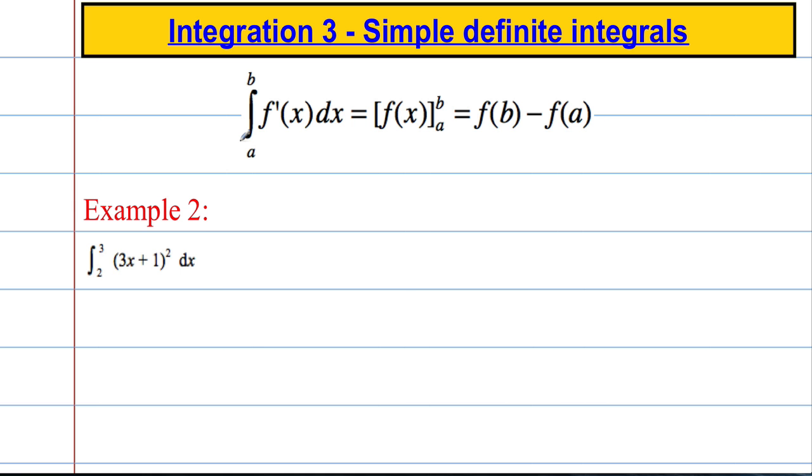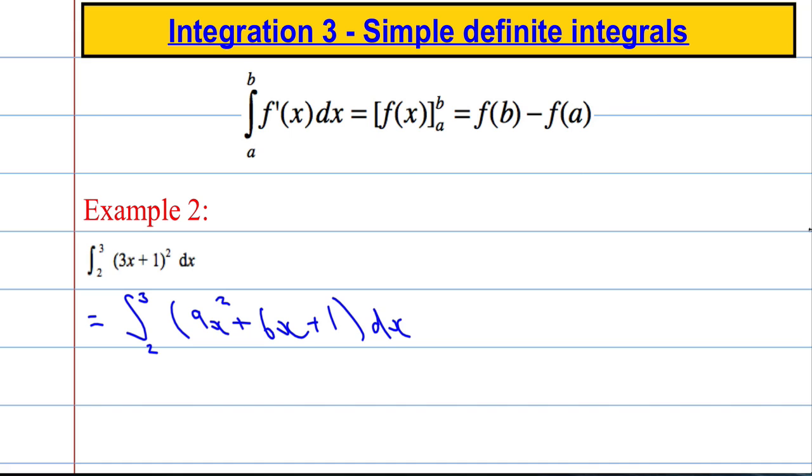Let's have a look at a second example here. So we've got a function 3x plus 1 all squared, and we need to integrate this between the values 3 and 2. Well, the first thing I'm going to do is I'm going to tidy up this function here. So expanding this out, we get 9x squared plus 3 times 1 is 3, and then double it, 6x, and we'll have a 1 at the end, and that's with respect to x.